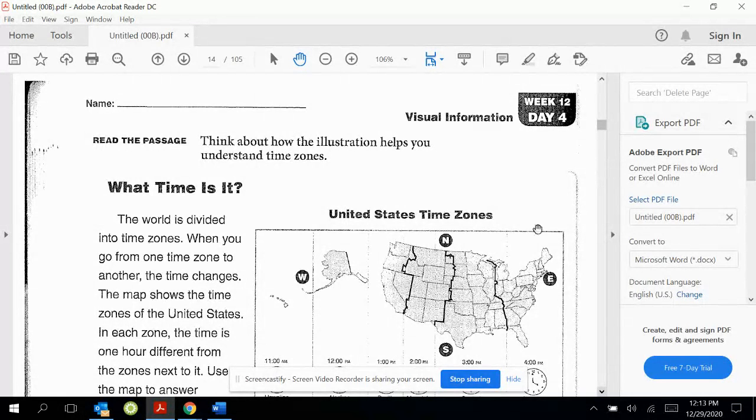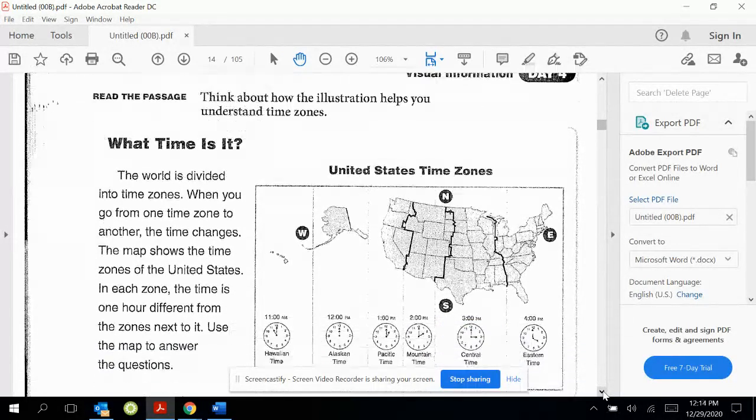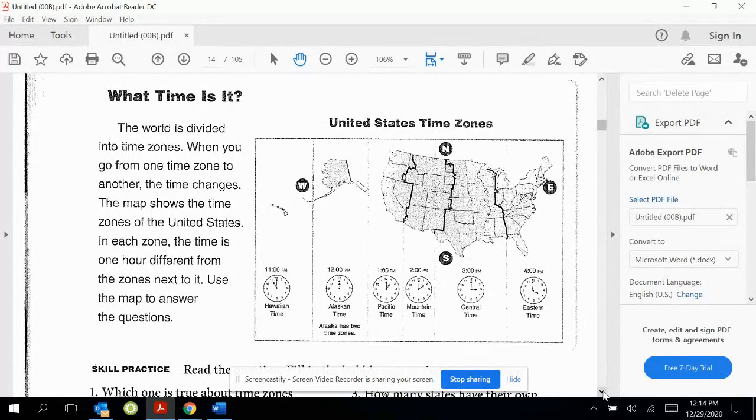I don't know if you have learned this yet, but in the United States, it's a different time in different places in the country. We have Eastern time, Central time, Mountain time, Pacific time, and then Alaskan time. And this is Hawaiian time right here. So those are the different time zones that we have.